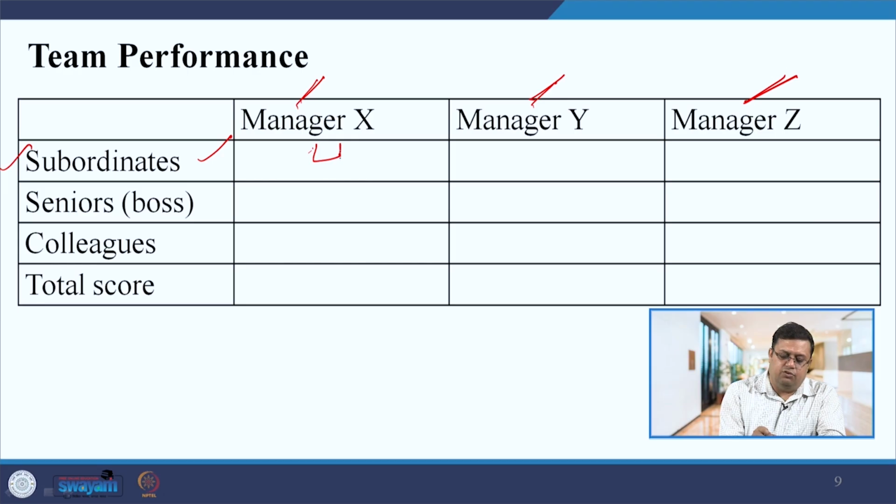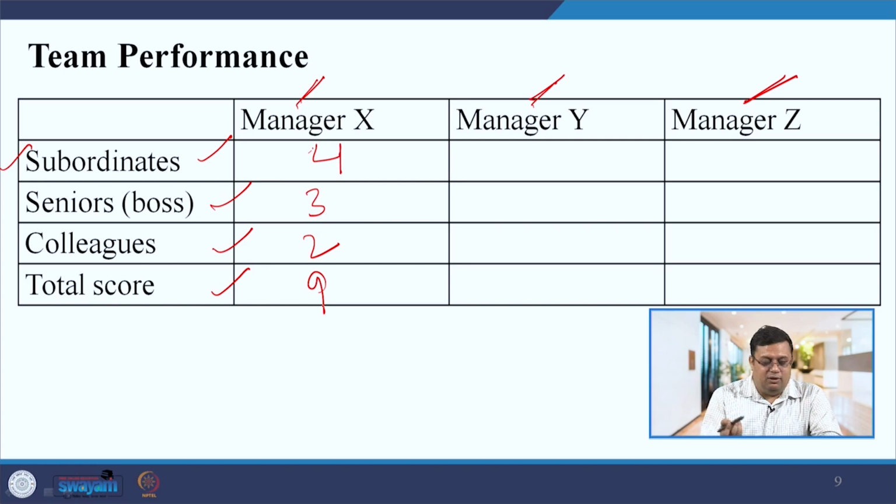Let us assume out of 5 they are receiving 4. Now the senior rating is 3, the peers rating is 2, right, and then the total score. So now you can see, out of 15, what is the total? 9, right. And who are the best performers, who is not performing? You can see the peers are not performing. Whoever is the peer to this manager, according to this data, they are not performing.